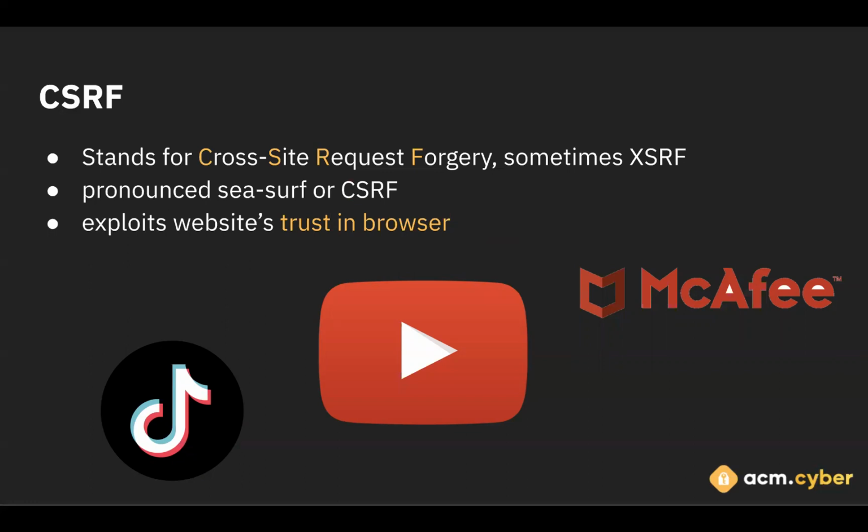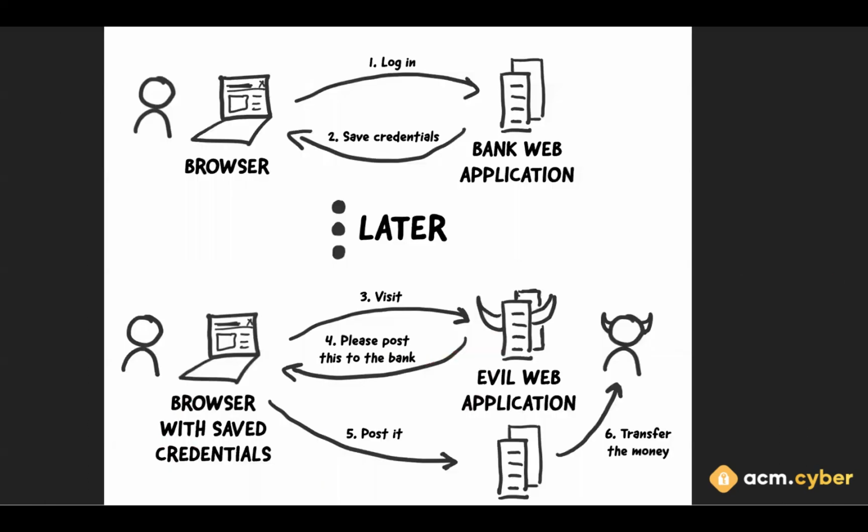And this exploits a website's trust in the browser. The fact that it's cross-site means that you go to a different website, but it launches an attack on the original website and it forges a request. So it's not a request that you send, it's someone else's request, but you still unknowingly send it. TikTok, YouTube, McAfee are all companies that have gone under CSRF attacks. So this is a very big thing. Now it's not as big because of something called CSRF tokens, which we'll get into, but before it was very, very major.